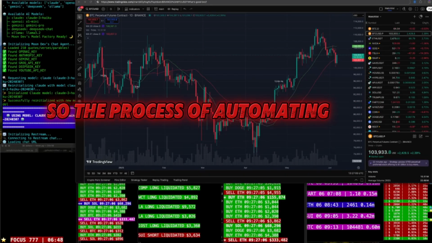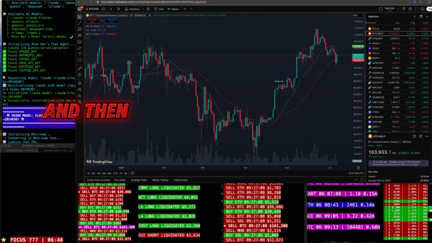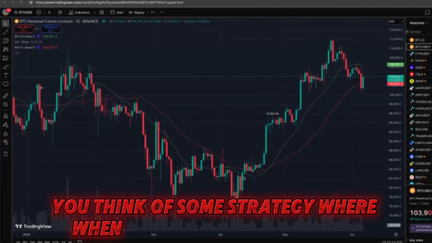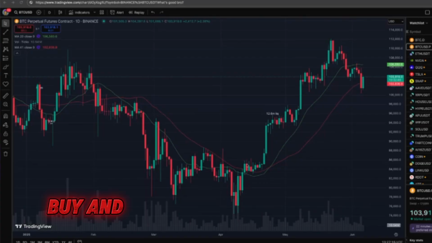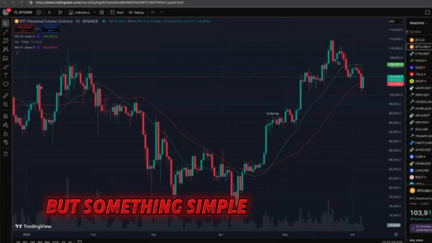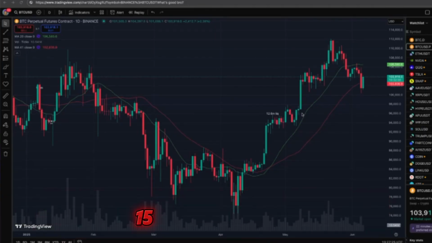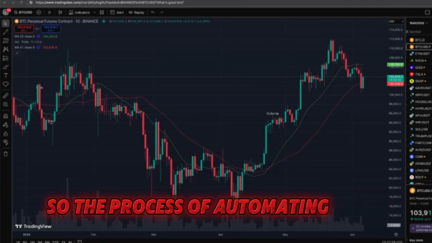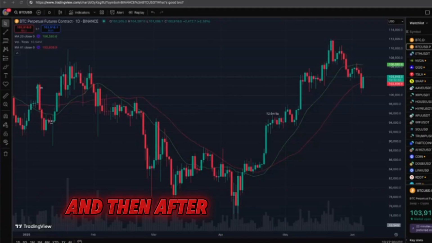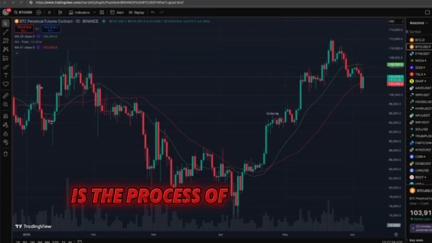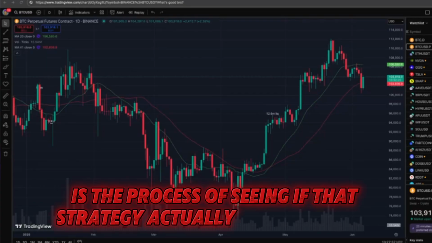So the process of automating your trading starts with research. And then after you research a strategy, let's say you think of some strategy where when it crosses this green line, buy, and then when it crosses again, sell. You know, that's not going to work in production, but something simple there for you. Well, you can actually test to see if this has worked in the last 10 years, 15 years, 20 years. And then after you find a good strategy, you go ahead and backtest it. Backtesting is the process of seeing if that strategy actually worked in the past.